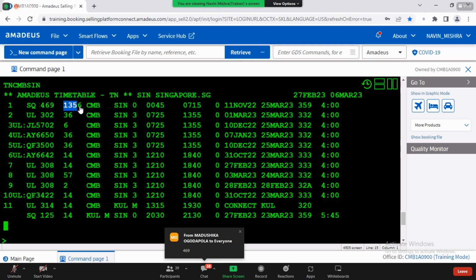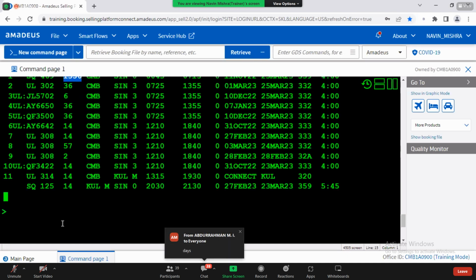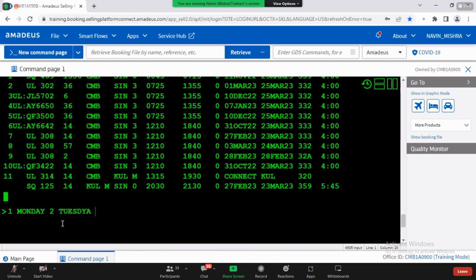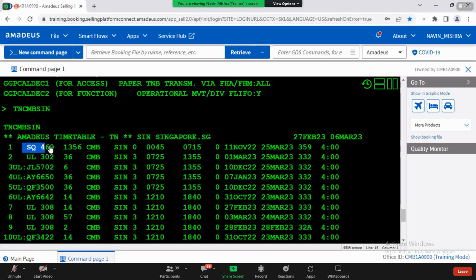Next, 1356. What does this 1356 mean? This means the operational days. As per ITA, whenever you see 1, it always means Monday, and 2 means Tuesday, and so on. So SQ469 operates on which of those days? Tell me. 1 means Monday, 3 means Wednesday, 5 means Friday, and then Saturday. That means Monday, Wednesday, Friday, and Saturday.